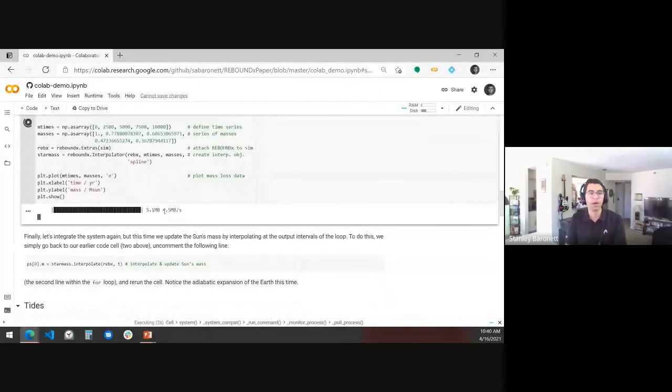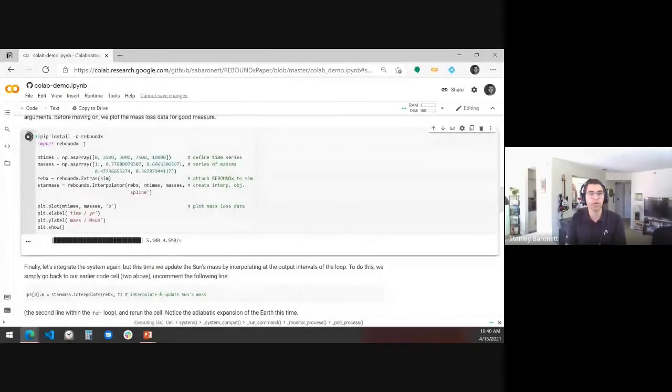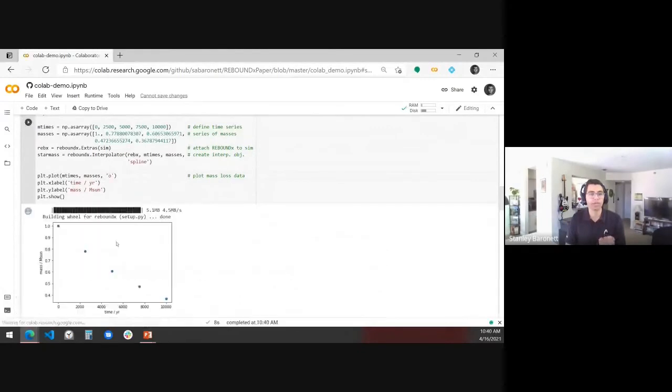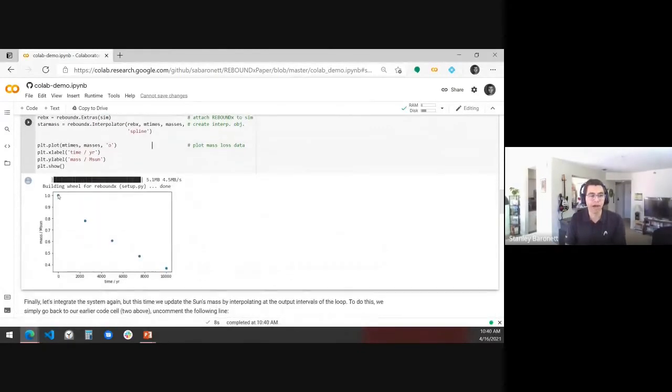So I hit play here. It's going to install REBOUNDx real quick, and then it's going to attach everything that we wanted, and it's going to produce this plot that we can see we have 5 discrete data points throughout here. And this is the data that we're going to now interpolate across in our simulation.